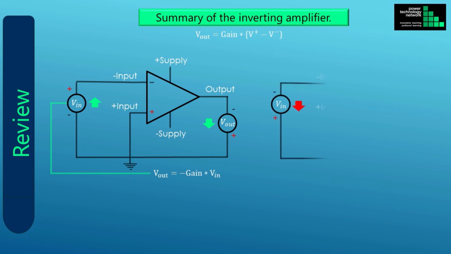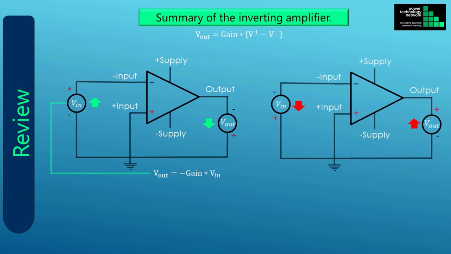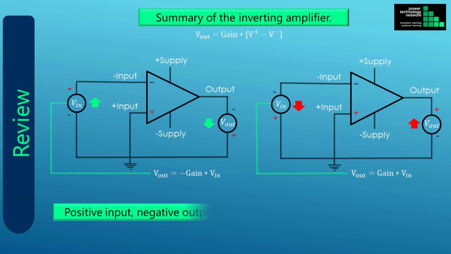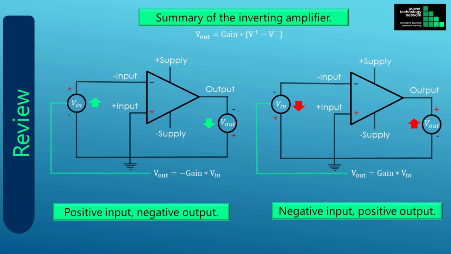This schematic shows the inverting amplifier with a negative input. The output voltage is amplified by the open loop gain of the amplifier and it is also inverted. This means the situation is shown by the red arrows. When the input voltage is negative, the output voltage is positive.